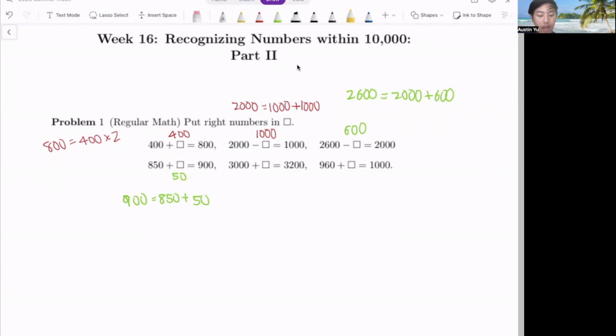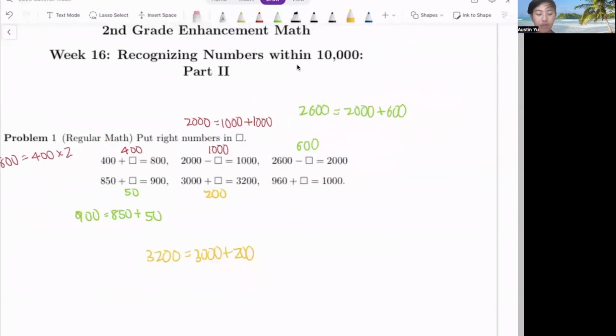Next one, 3,000 plus something equals 3,200. It's obviously just 3,200 equals 3,000 plus 200, so we add 200. And finally, 960 plus something equals 1,000. 1,000 is just made up of 960 plus 40.